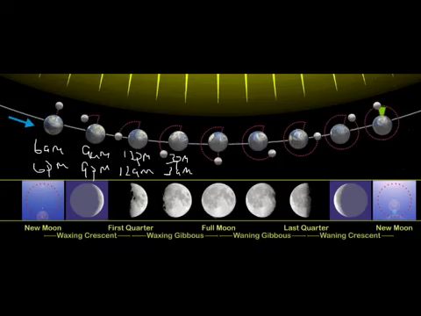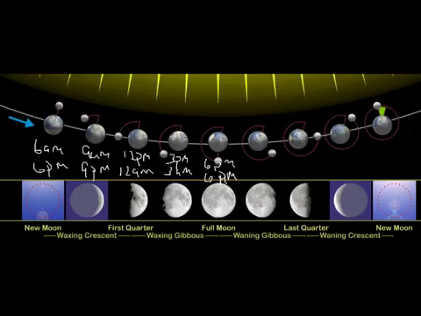Now, we've moved to where the moon, we're 2 weeks into its orbit, and we've moved to where the moon is just opposite the earth from the sun. We see all of the moon that's facing the earth. It's a full moon. And you can guess that the moon is going to rise as the sun sets about 6 p.m. and it's going to set as the sun rises about 6 a.m.